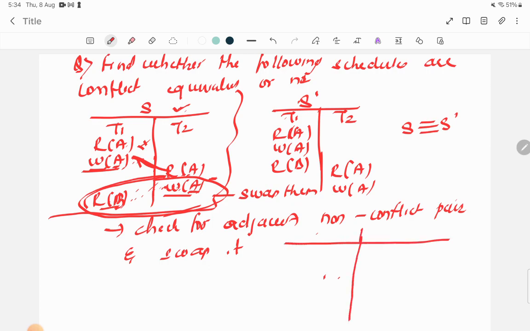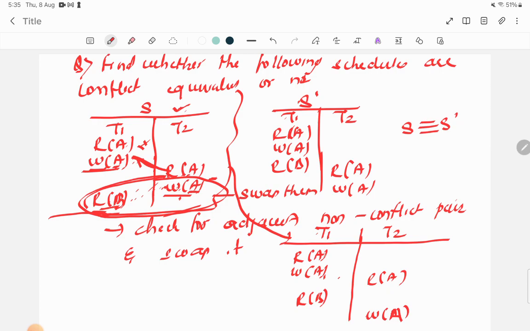So what will happen after swapping T1 and T2, after swapping this? We are going to get RA as it is, WA as it is, RA as it is here, and after swapping, RB will come above, RB will come here, and WA will come there. It is just going to swap the position. See, RB came in the alignment of WA and WA went to the alignment of RB. Fine, that's okay. Now again check for the non-conflict here.